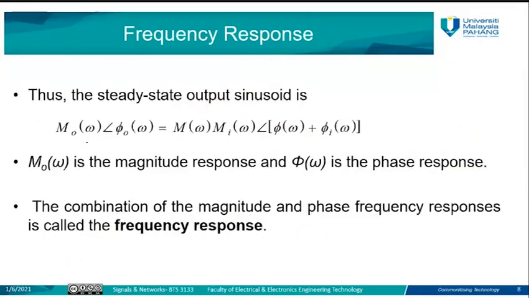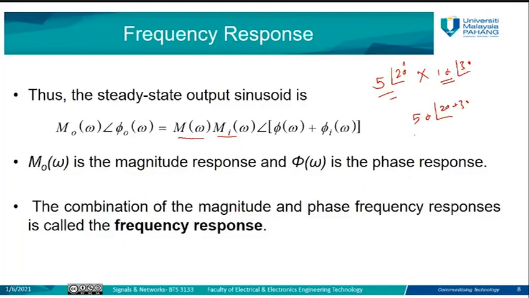As you can see here, this is how we can represent it in an equation. M output with phi output, the angle or the phase of the output signal, is equal to M times M. Why M times M? Because if you have two complex numbers in polar form, like 5 with an angle of 20 times 10 with an angle of 30, when you multiply, the magnitude will be 5 times 10, which is 50, and the angles are added, so 20 plus 30.